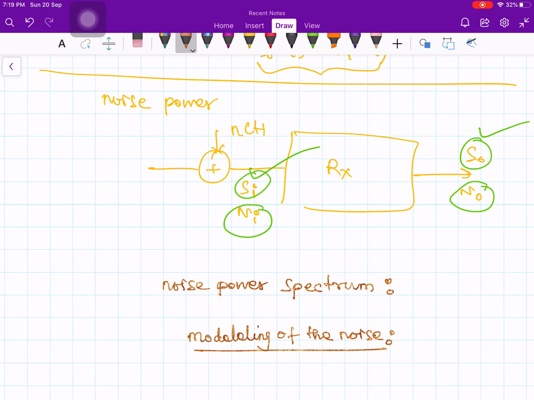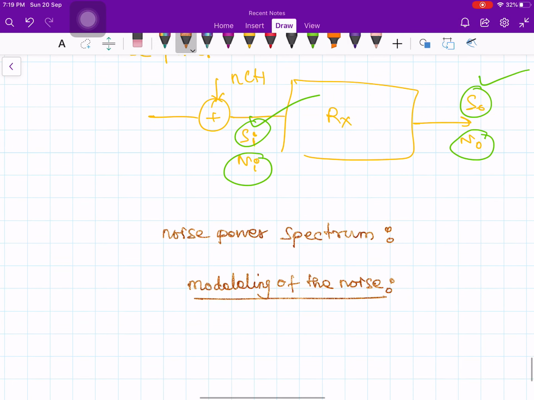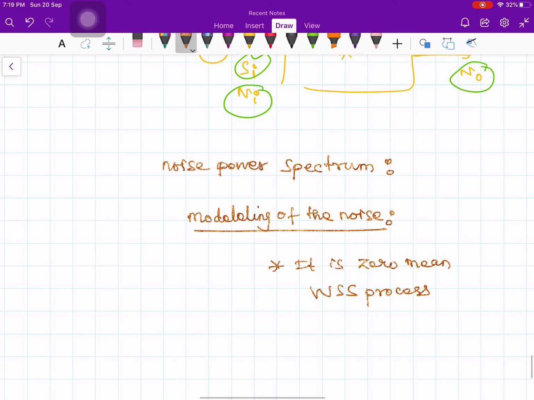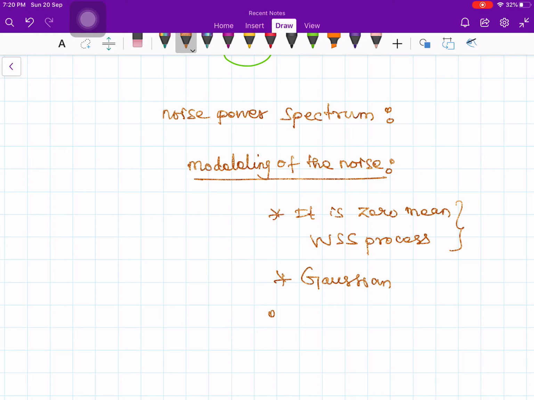First of all, it is reasonable to say that the noise process is a zero mean wide sense stationary process. In the random process course we explained why this is called a zero mean wide sense stationary random process. So this is just like the signal m of t. In addition, we can usually assume that it is Gaussian noise. Therefore the noise is modeled as zero mean Gaussian noise.